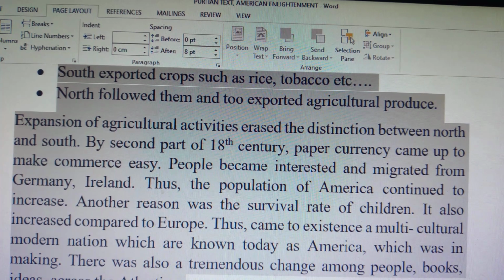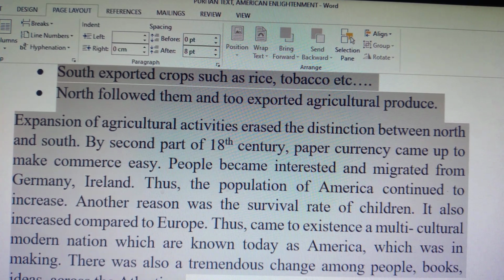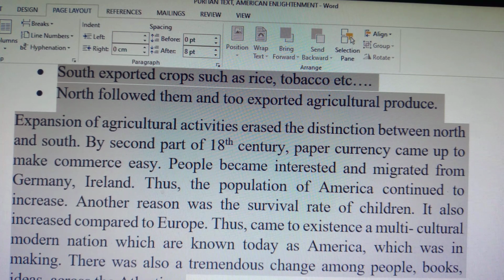In Hindi we say it, पैसा नहीं है तो business कैसे चलाए. So automatically you need some currency. So therefore it makes commerce easy. What is commerce easy? It becomes a commercial purpose. So people became interested and migrated from Germany, Ireland and various parts of the world.